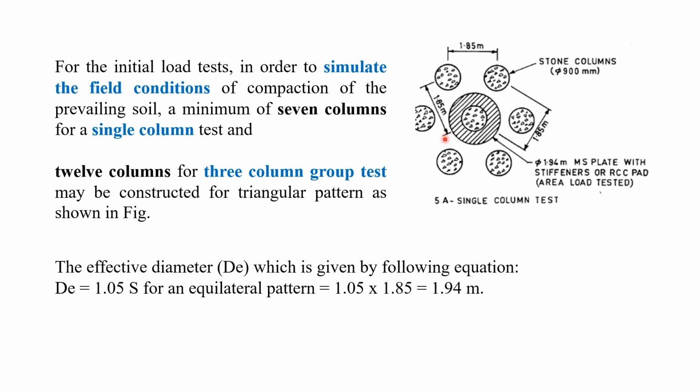So how can we find out the effective area surrounding the column? Effective area or influence area or tributary area can be calculated by 1.05 S. S is nothing but the spacing. So if you multiply 1.05 by 1.85, we shall get 1.94. What is 1.94? 1.94 is the effective area surrounding the stone column, or the tributary area. This is also required to know.